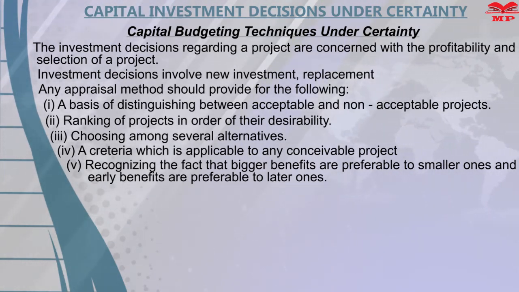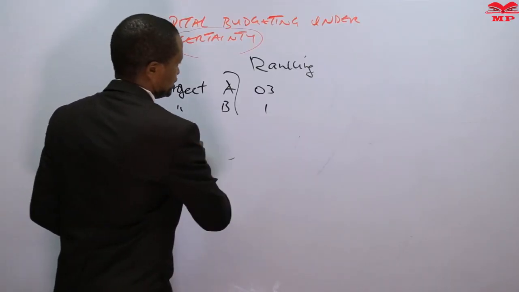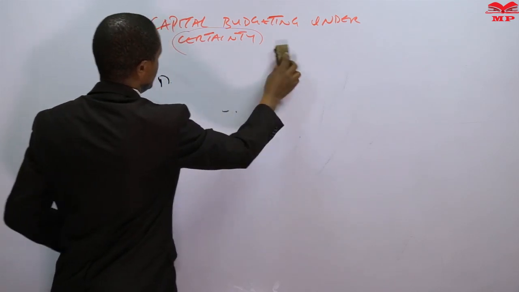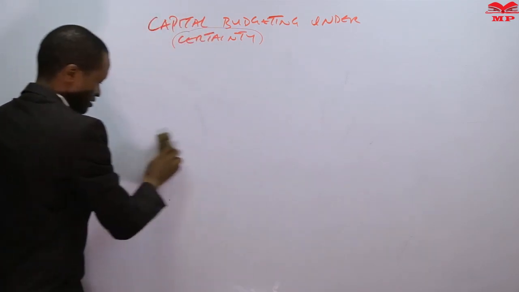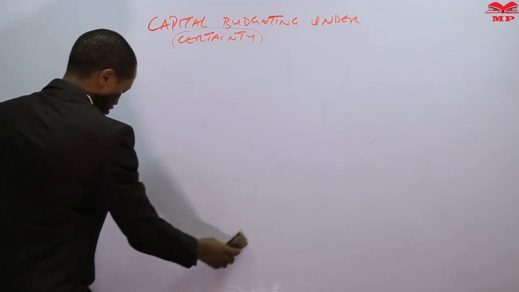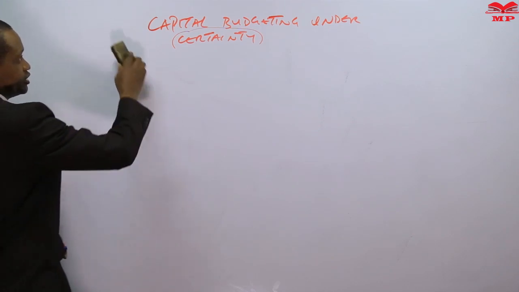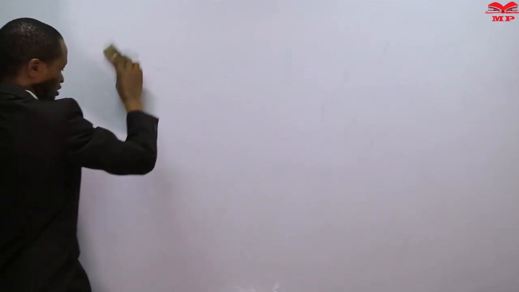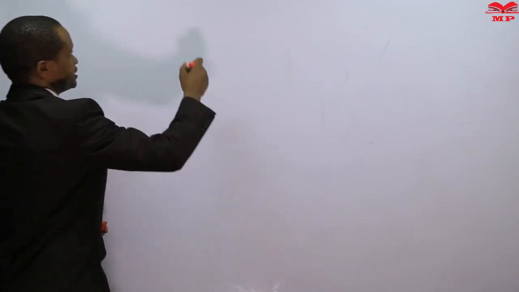So those are the features or qualities of a good or sound technique. The technique you adopt should bear the features that I've just mentioned. So remember, we are talking about capital budgeting techniques.